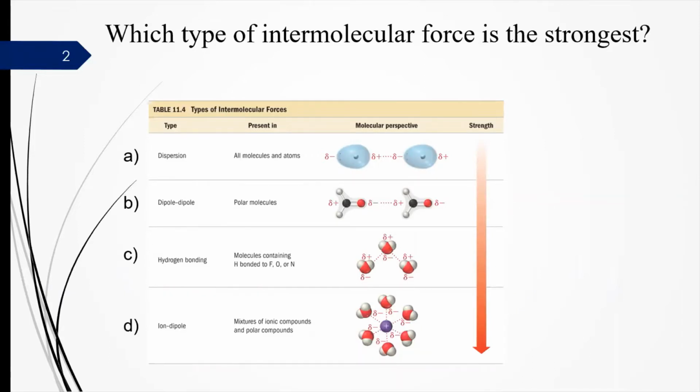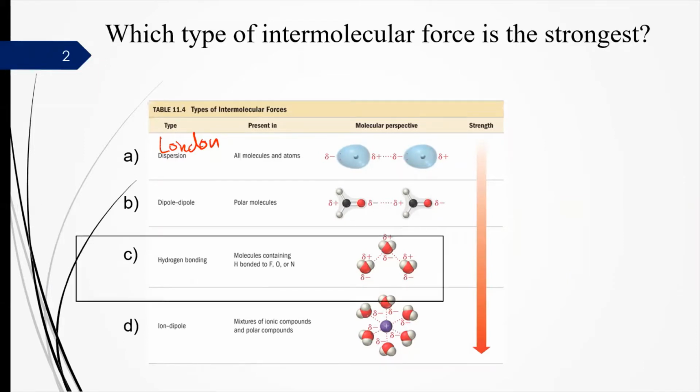So we have dispersion, or our London forces. We have dipole-dipole, which is for our polar molecules. Hydrogen bonds, which is like a dipole-dipole, but it's a subset of it. It only happens when you have a hydrogen connected to fluorine, oxygen, or nitrogen. And then we have our ion-dipole.